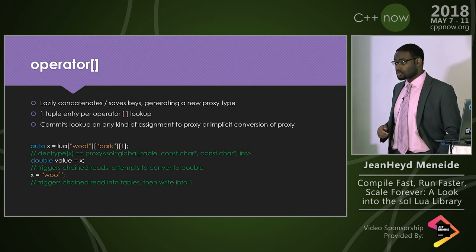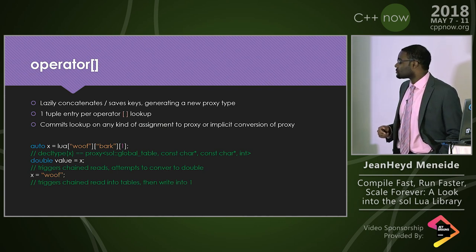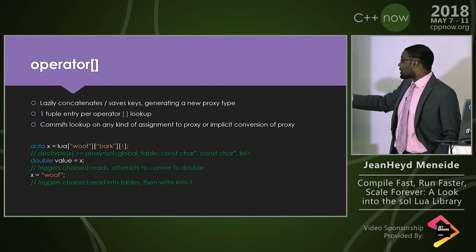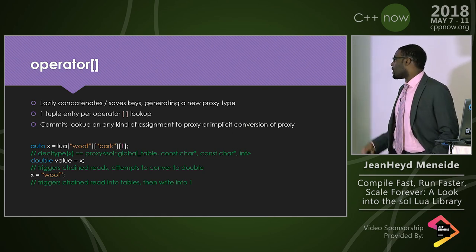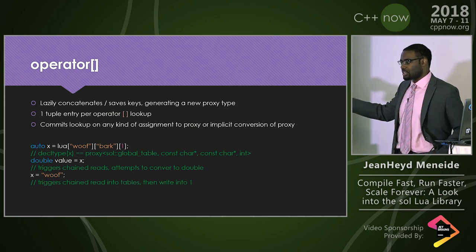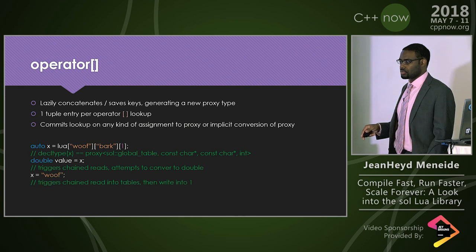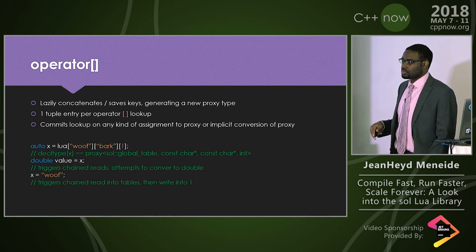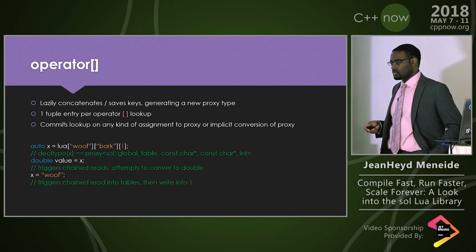Does this mean you're accessing the table under woof, then a separate table under bark, and then a separate table under one, or are the tables flattened? I'm accessing separate tables each time, so I have to dig into each table every time. Does everybody understand this? There's an alternate design where you construct a woof.bark.one key in the same table, which would also make sense.